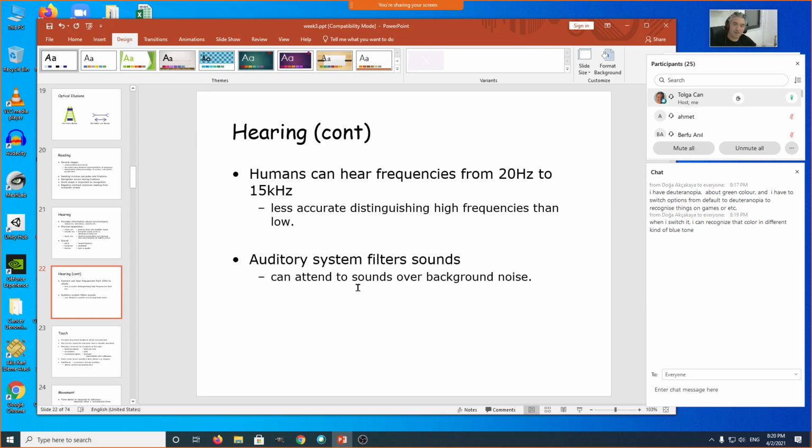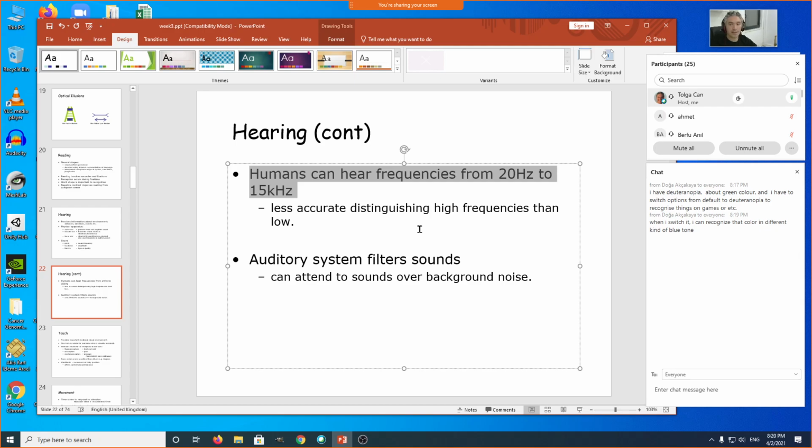And you also need to know our limitations about which frequencies we can hear: from 20 hertz to 15 kilohertz, and we distinguish high frequencies less accurately than low frequencies. So for two things that are both in high frequencies, it's more difficult to distinguish them than in low frequencies.